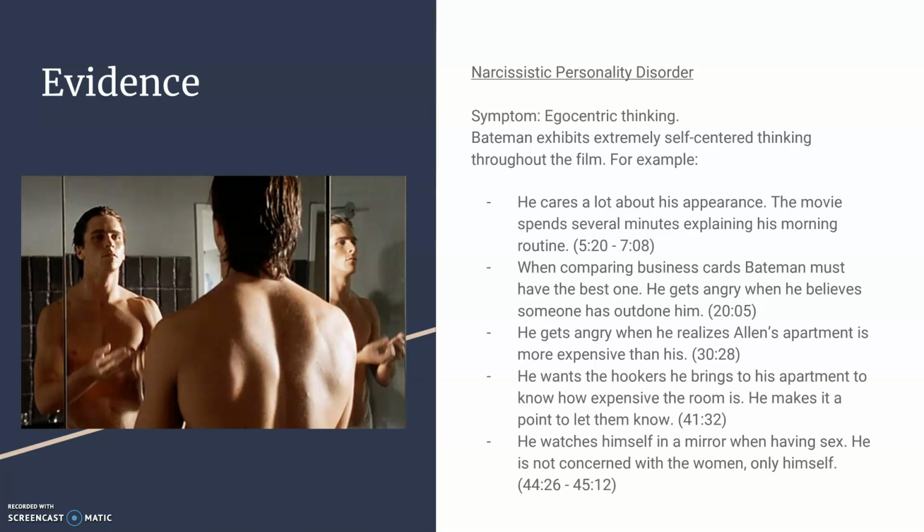The evidence for his narcissistic personality disorder comes from his egocentric thinking. He cares a lot about his appearance, and he wants to make sure everyone knows that he has the best stuff, whether it be comparing business cards or apartments. He wants to make sure that other people know he's rich and is pretty great in his point of view. He makes sure the hookers he brings to his apartment notice how expensive the room is or how expensive the wine is. Not only that, but when having sex that's supposed to be emotional and intimate, he watches himself in the mirror. He's obsessed with himself.